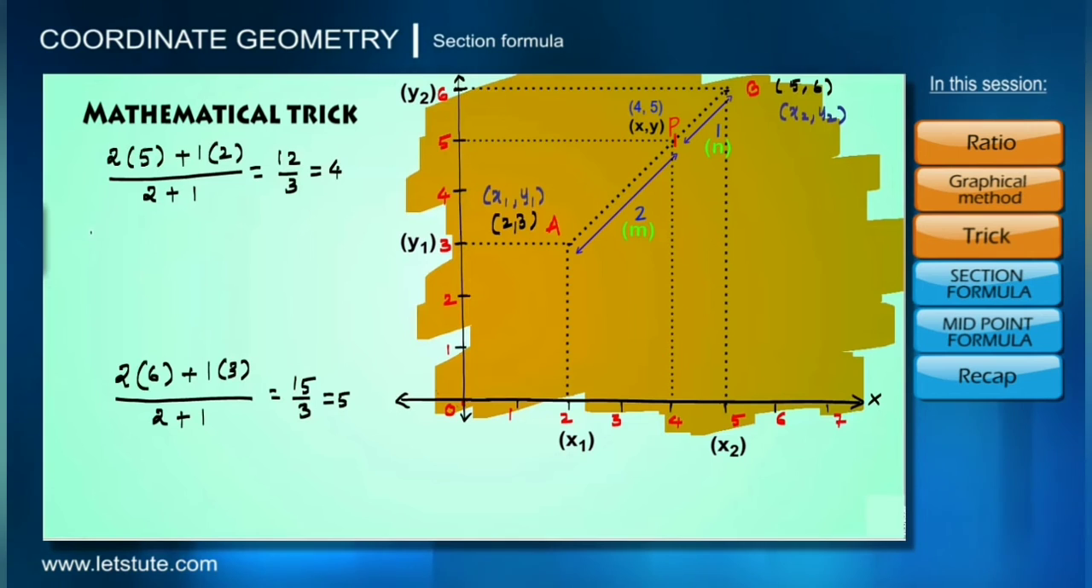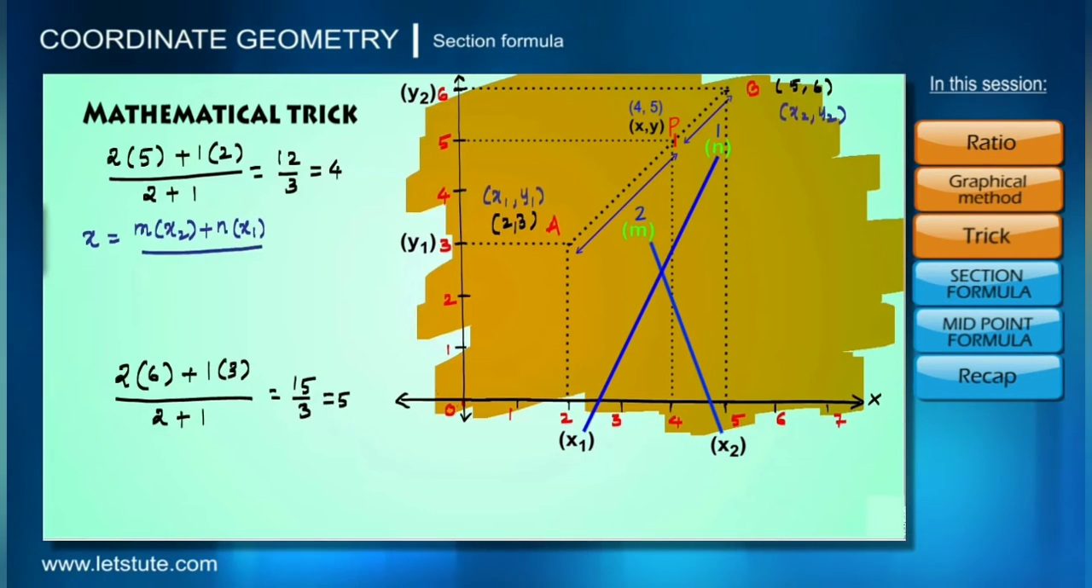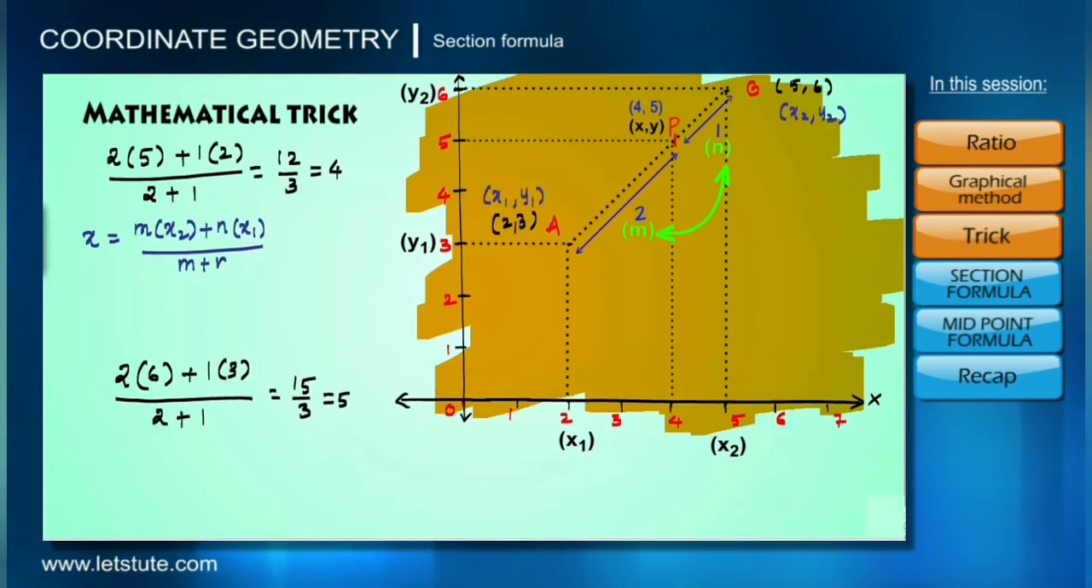We will get the value of x for P as the first part of the ratio multiplied with the x coordinate of the second point, added to the multiplication of the second part of the ratio and the x coordinate of the first point, and divided by the sum of the components of the ratio.